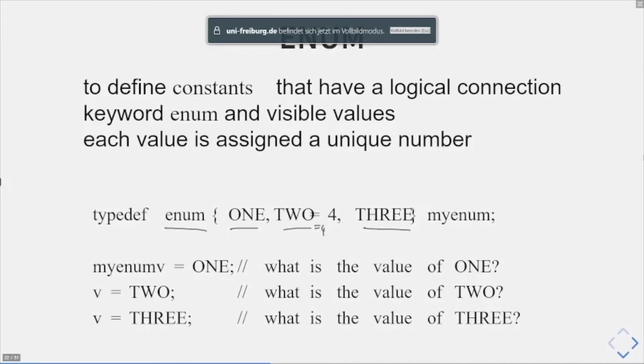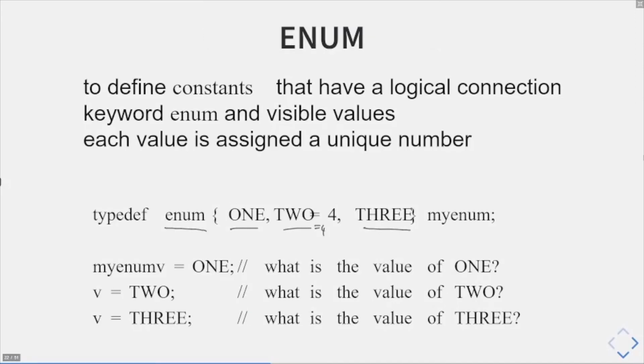They are pretty nice to implement state machines. Now the question here is, what is the value of 1? 0, exactly. What is the value of 2? Yeah, exactly. What is the value of 3? No, it's 5. That's actually the thing. The enumeration really just goes from the last value and adds 1 if it's not specified.